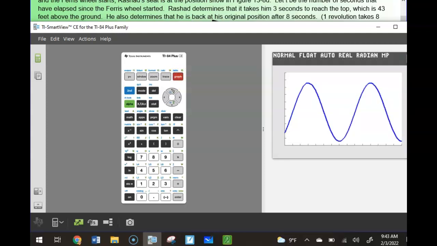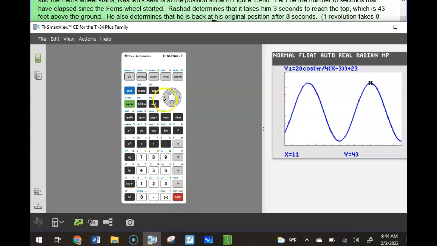Is it doing what you want it to do? Before you try to make a prediction, go trace. Tell me one value you know for sure is not supposed to be on here. If I put in a 3, it should be at 43, yes? And then what was the end, 11? 11, is it back at 43?